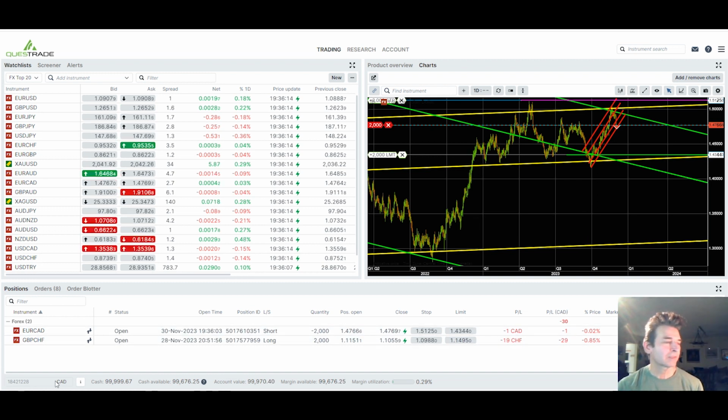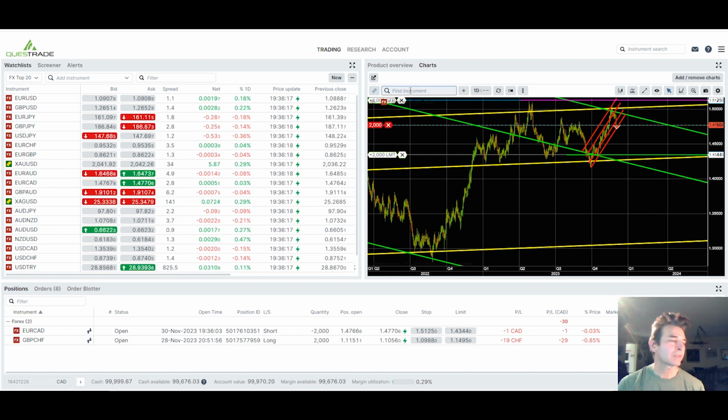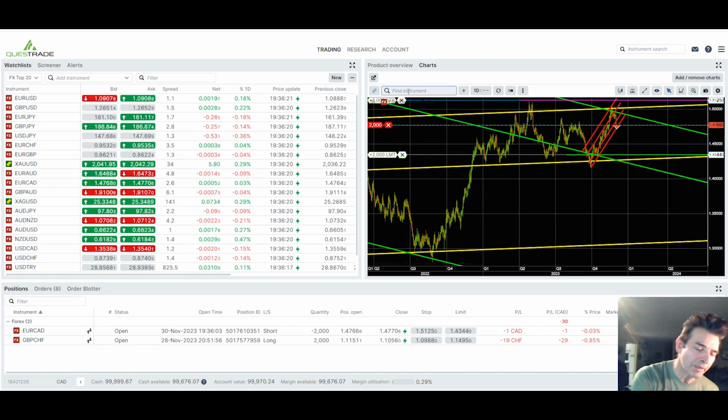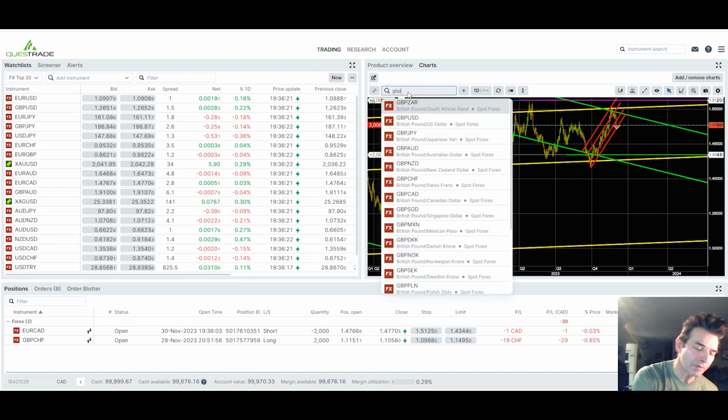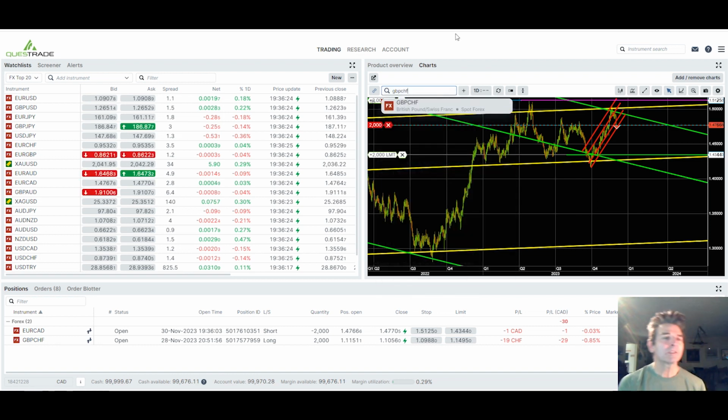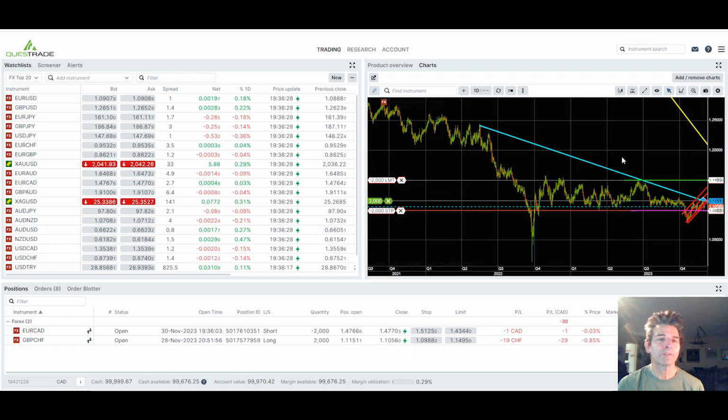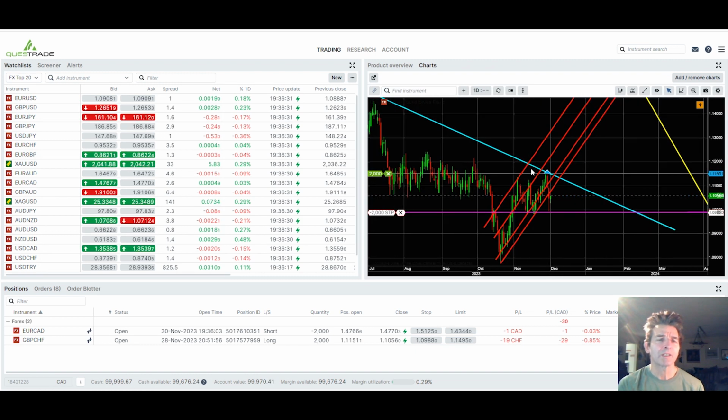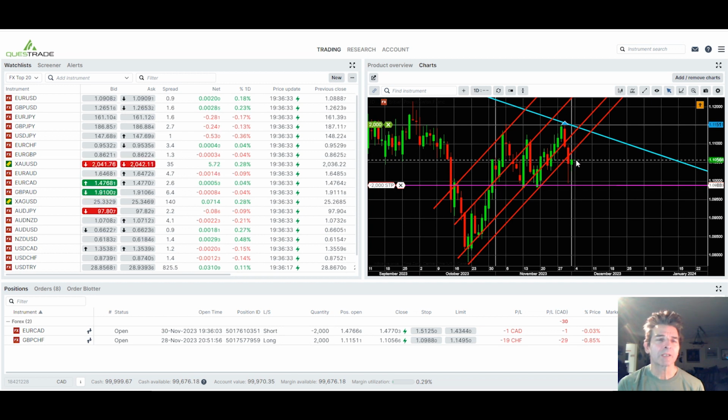Let's look back at the pound franc. I think it's gone our way a little bit here. Pound franc. This is always a pretty tough pair to trade. I've never done well with it, to be honest. Well, still rising, popping back up.